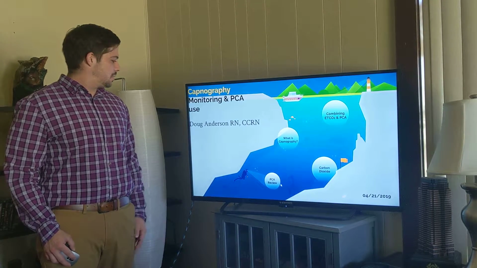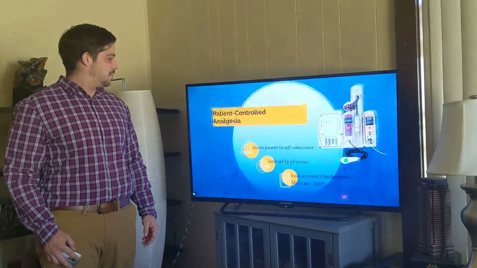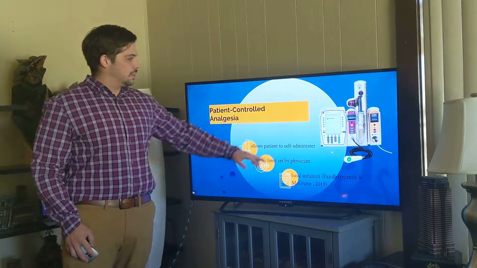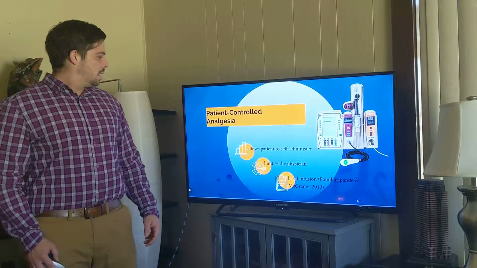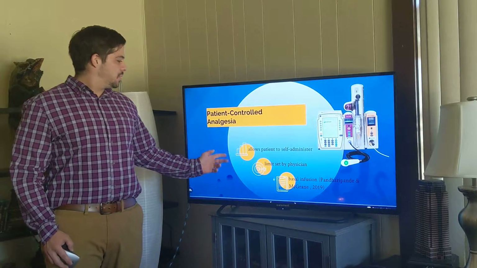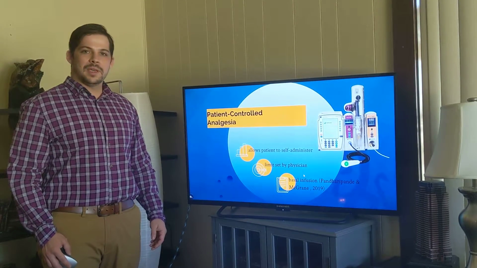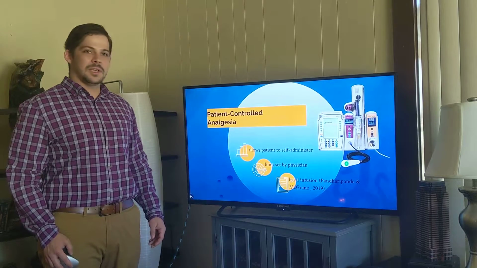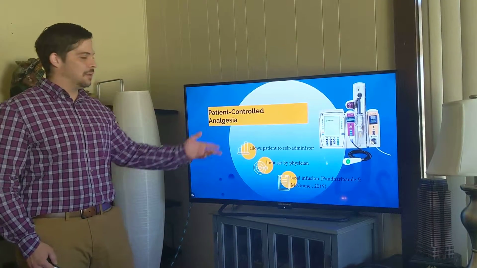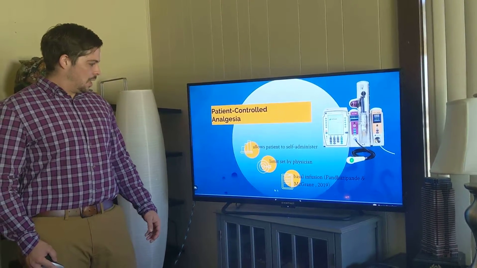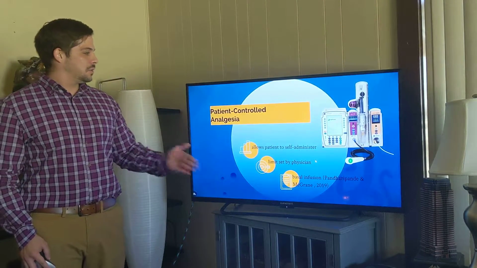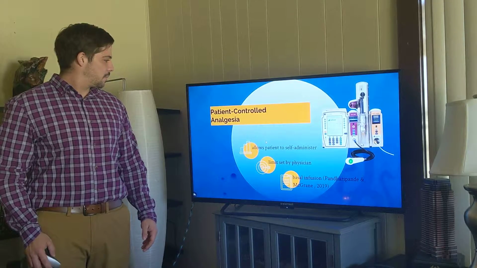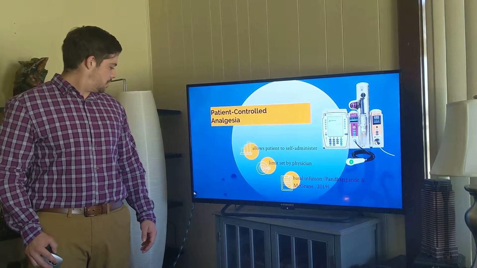I'm going to begin just with a review of a PCA pump in general. This here's a PCA pump, and this is the end tidal monitoring attached to it. Patient-controlled analgesia allows patients to self-administer their own pain medication. The limit's preset by the physician. The parameters are programmed into the pump by nurses. Also, a basal infusion can be set to give the patient a constant stream of pain relief on top of the intermittent boluses.